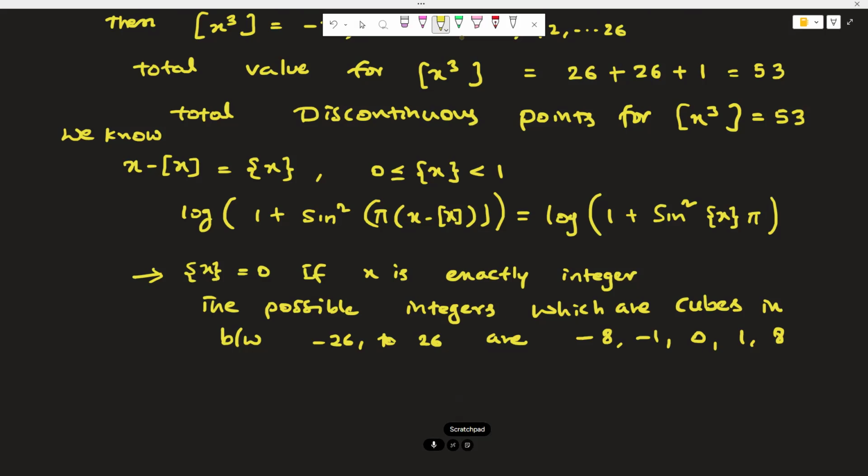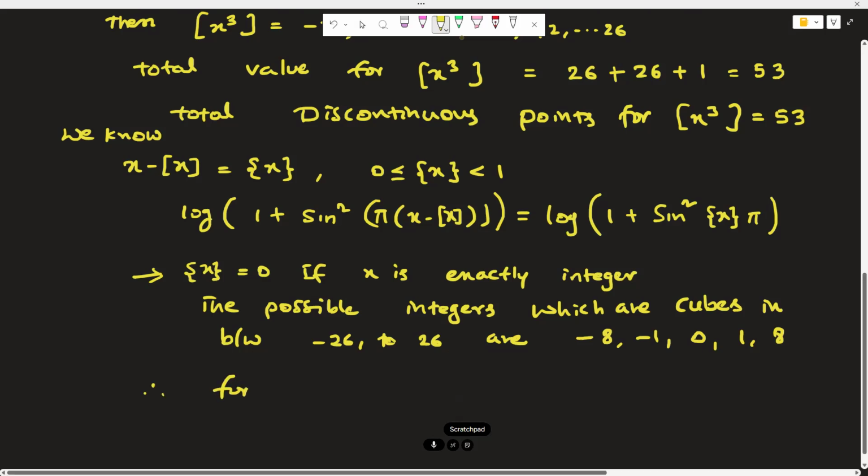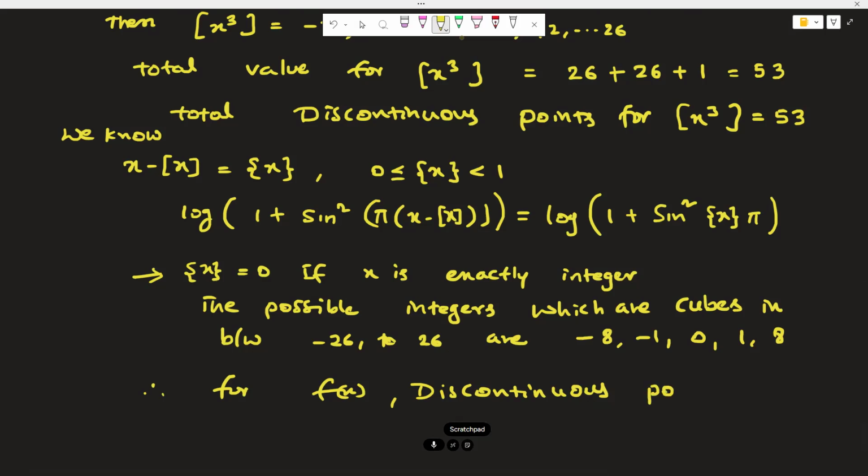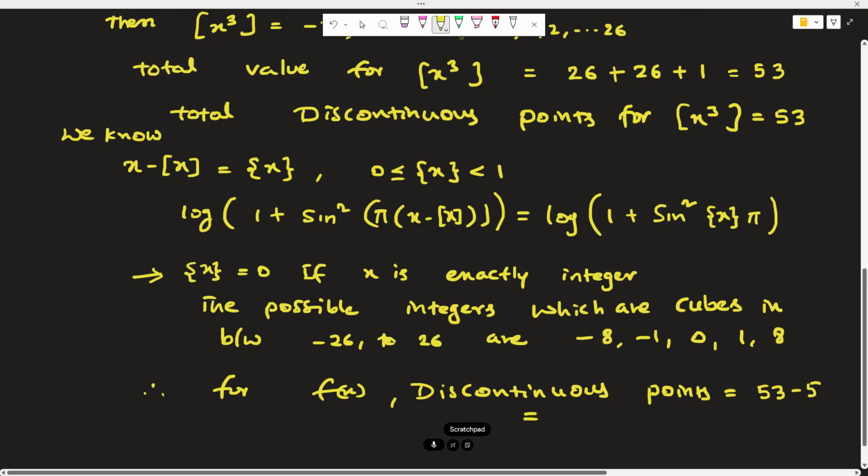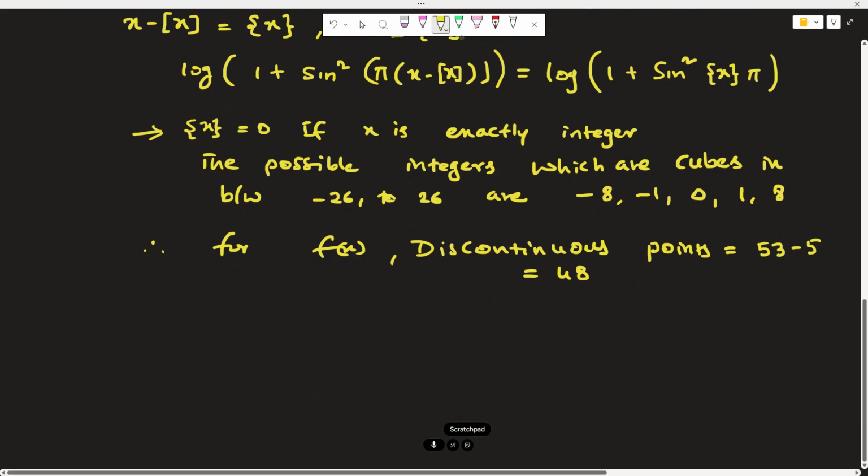For example, let us assume this value was minus 8, so sin 0 is 0, log 1 is 0. 0 into anything, of course, is 0. Then it cannot be called discontinuous. You have to avoid these 5 points from that 53. So therefore, for f of x, discontinuous points equal to 53 minus 5. Of course, it is 48. So you can conclude norm A is equal to 48.